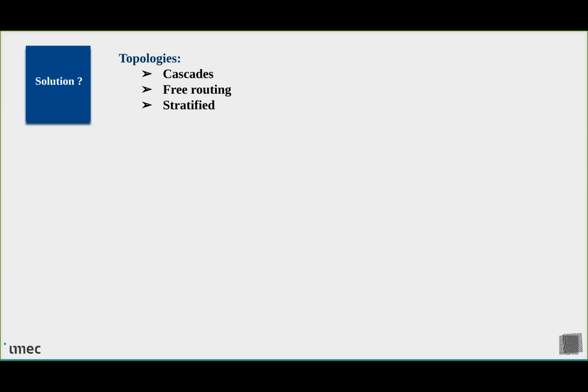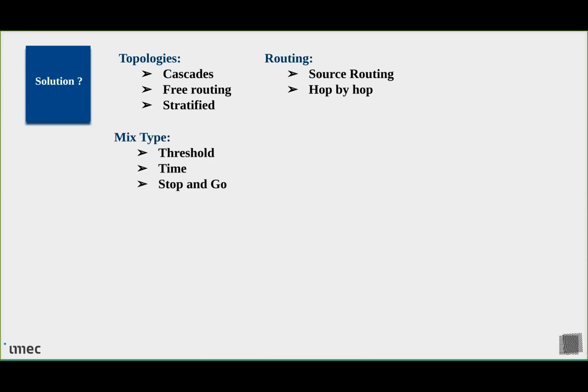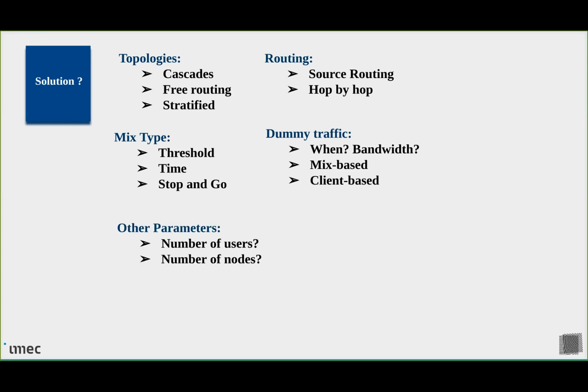And the reason is mixnets are actually very complex. There are a lot of design options we have to choose from. We have different topologies, we have different routings, we have different mix types, and of course we should add dummy traffic, but then what's the tolerated bandwidth? When do we emit the dummy traffic? Should it be mix-based or client-based? And then there are other parameters, such as the number of users and the number of nodes.